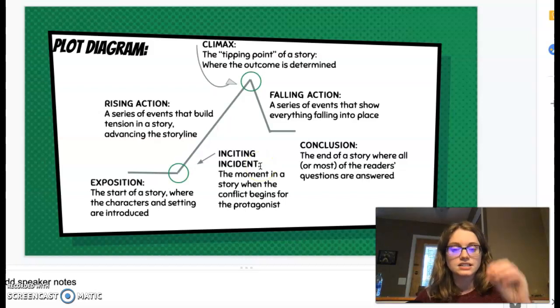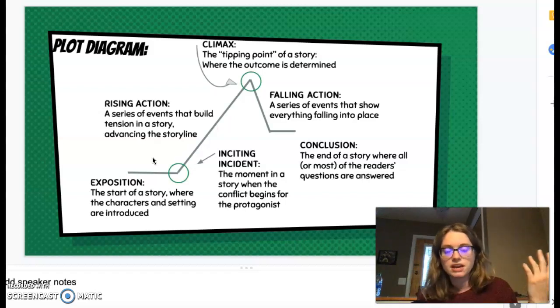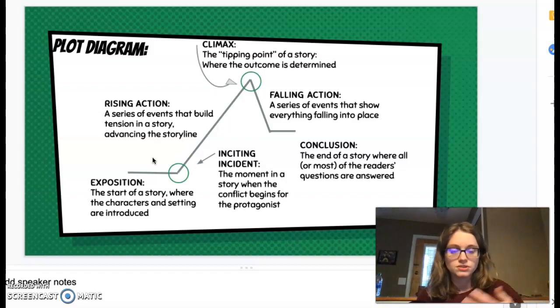The inciting incident is the moment in a story when conflict is introduced to the character. So if the exposition is just introducing everyday life, at my grandma's house, it's just a typical day at my grandma's house, blah, blah, blah. I was playing with my brother. We were watching cartoons. That's saying what you do on a normal day. But the inciting incident is what makes the story a story and not boring. So it's the moment when conflict begins for the protagonist or the main character. It is vitally important to have an inciting incident.